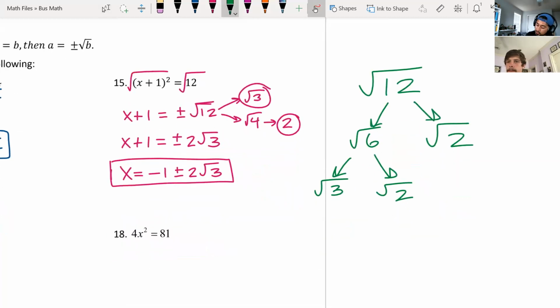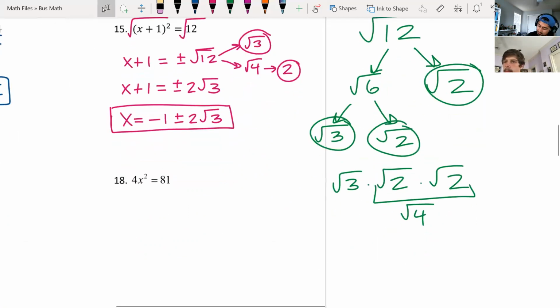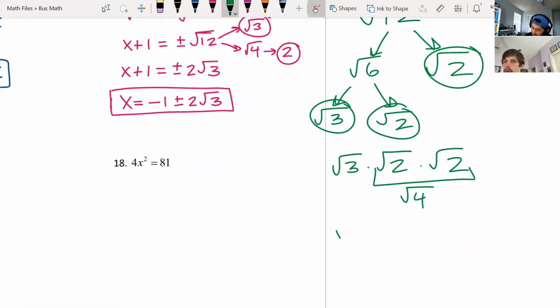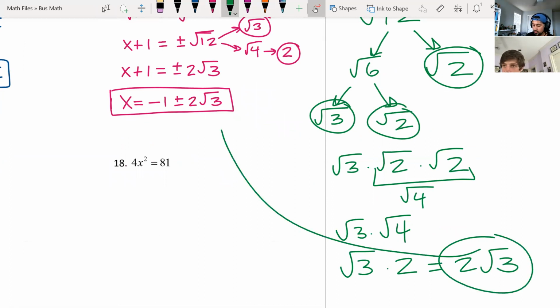So now, here's what we're left with. Square root of 3 times the square root of 2 times the square root of 2. Well, the square root of 2 times the square root of 2 is going to be the square root of 4, which just becomes what number? 2. So you get square root of 3 times square root of 4, but then that changes into square root of 3 times 2, giving me 2 square root 3, which is what we got right there.